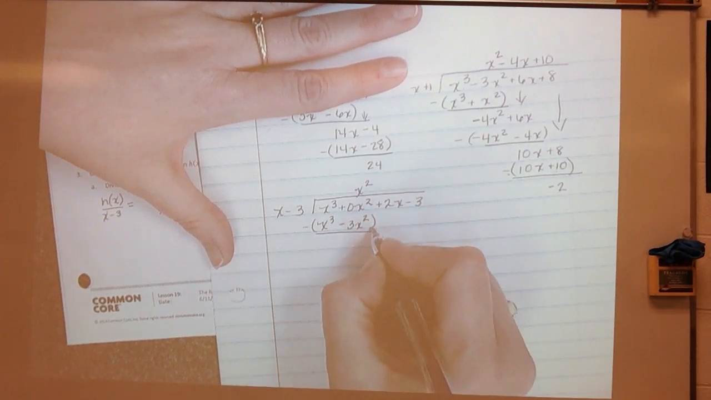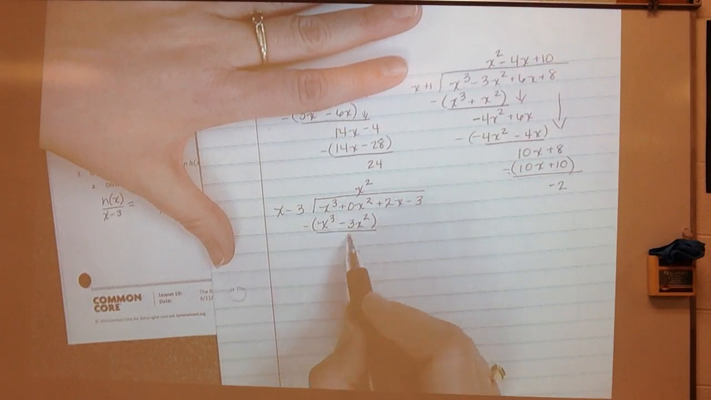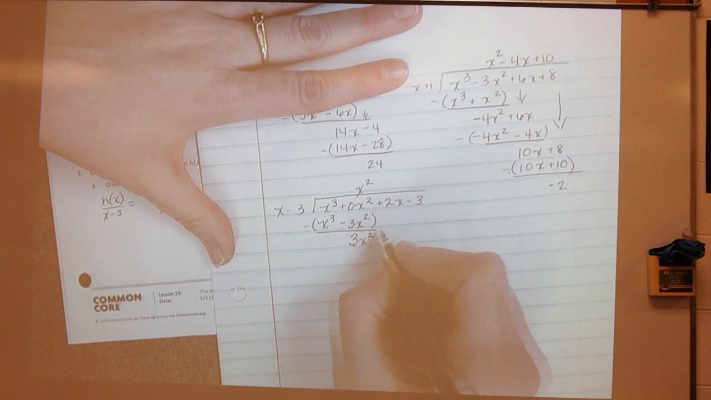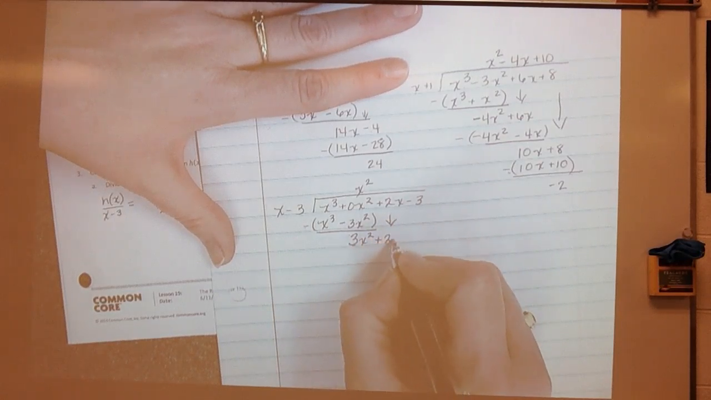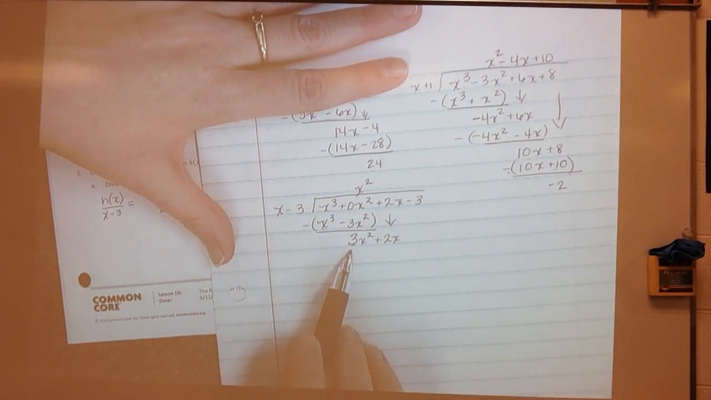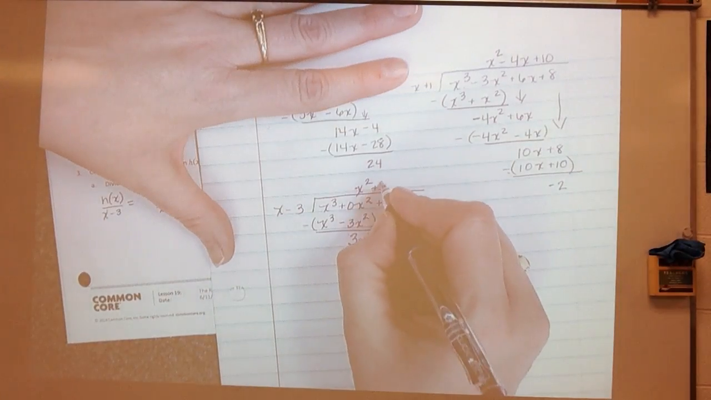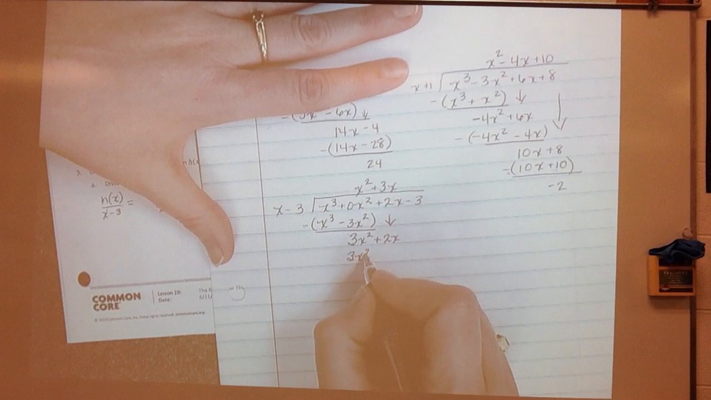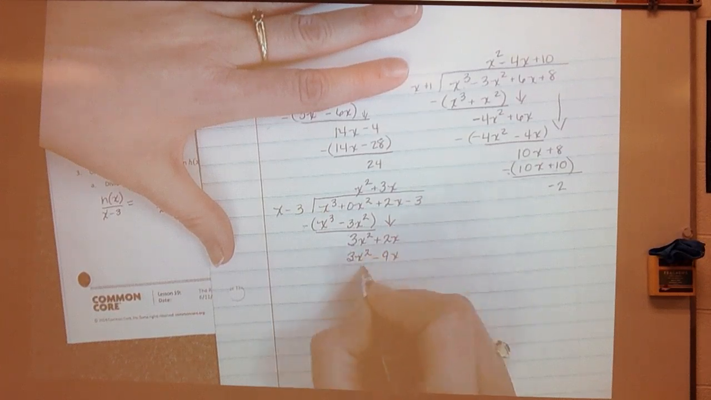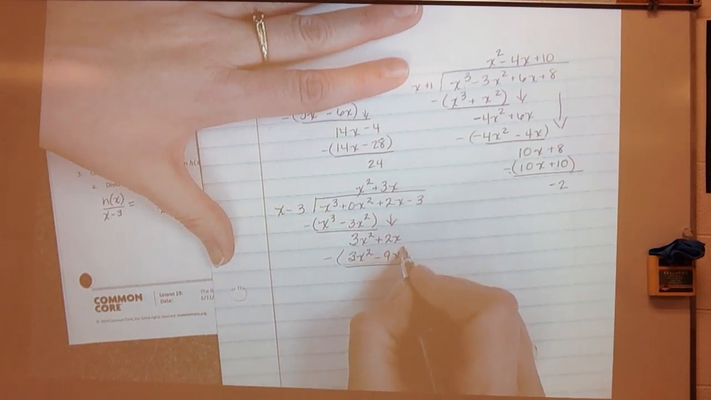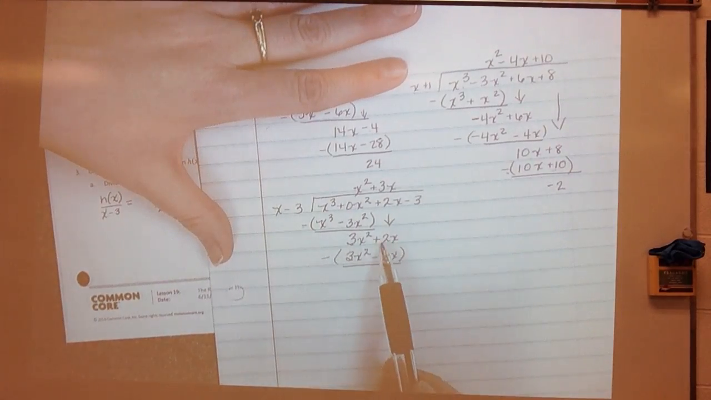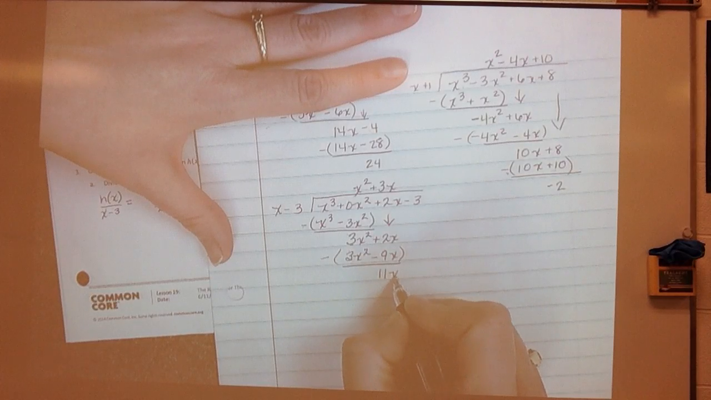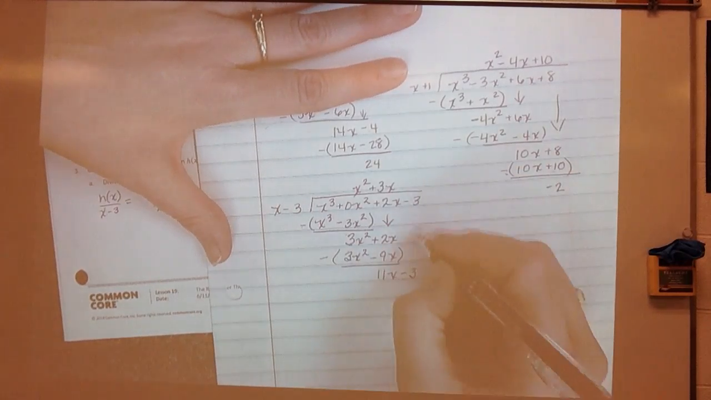I'm going to subtract all of that. 0 minus a negative 3 is 0 plus 3. So 3x squared plus 2x. X goes into 3x squared 3x times. So I get 3x squared minus 9x. Subtract all of that. 2 minus a negative 9 is 2 plus 9. That's 11x minus 3.